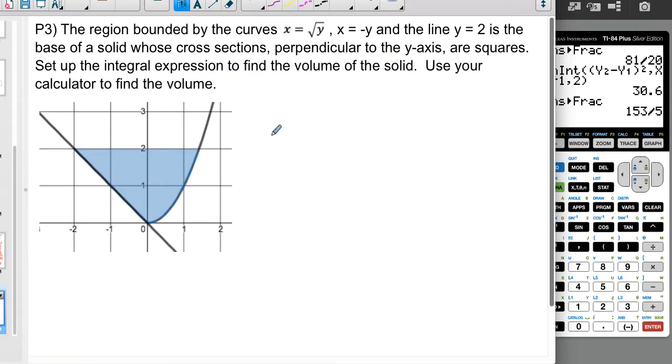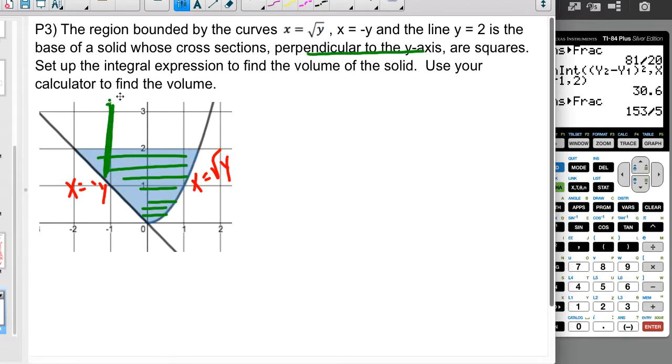All right, so let's do one more, and I think this is our last one. So the region bounded by these curves, x equals the square root of y and x equals -y, this is definitely the square root one, right? Because this is definitely curvy and this is definitely the line, for the record. And the line y equals 2 is the base of a solid whose cross-sections perpendicular to the y-axis are squares. So you have a square coming off this way, right? So you need to find the side length of that square.